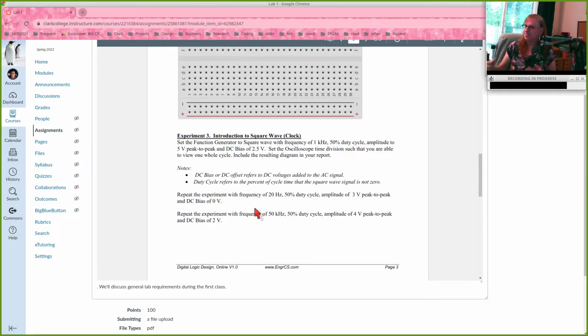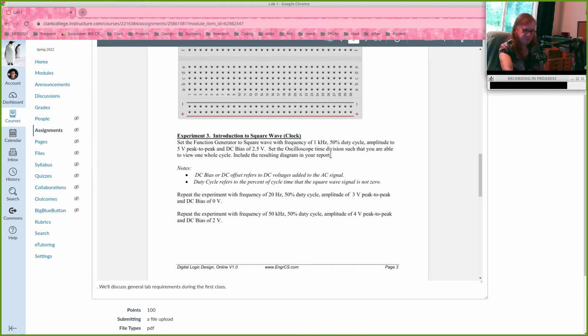And these are pieces of equipment that physically exist in the lab, in the STEM building, that you would work with in person. So you might use these in 270. But we have simulated versions of these. So experiment 3, introduction to the square wave.